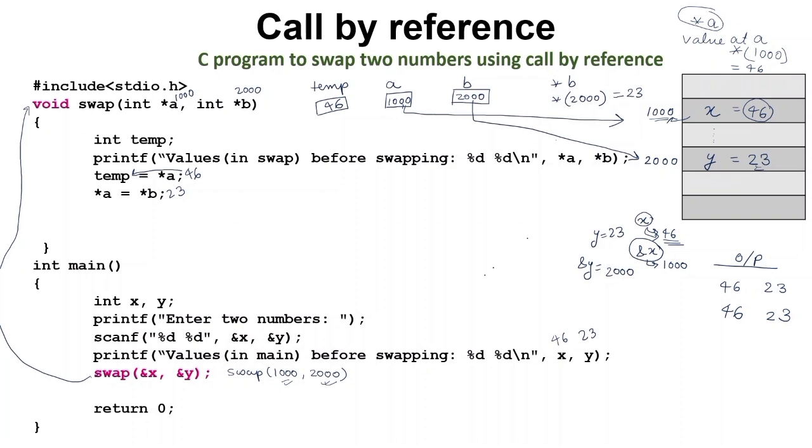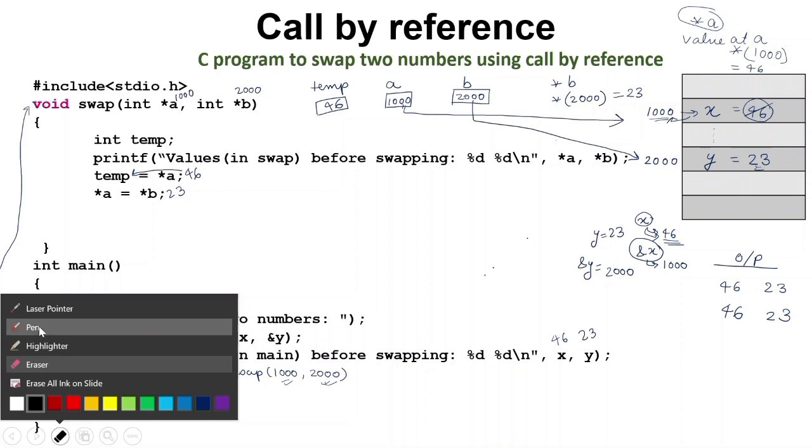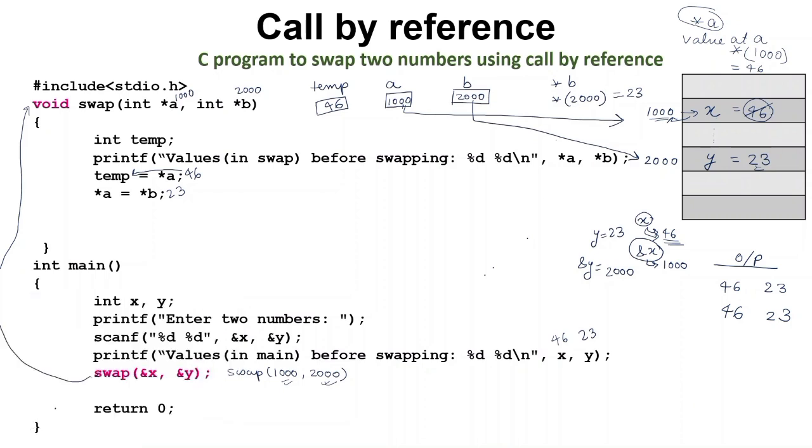So that means A is 1000. With value at, you enter inside it. So this 23 is assigned now to this 46. So value at 1000 we enter here, and this 46 is replaced here with 23. Alright. So we have changed value at A.